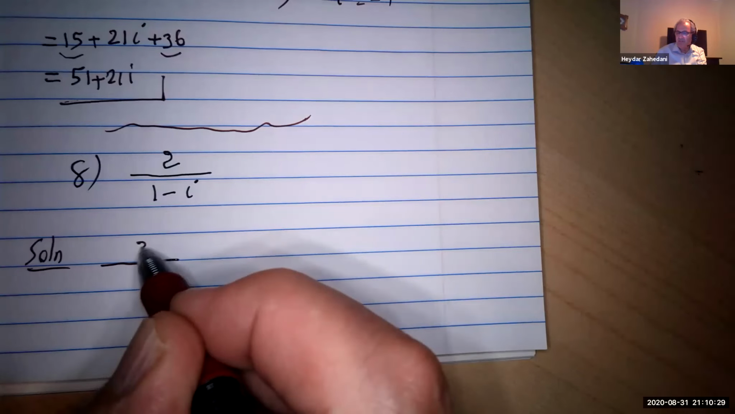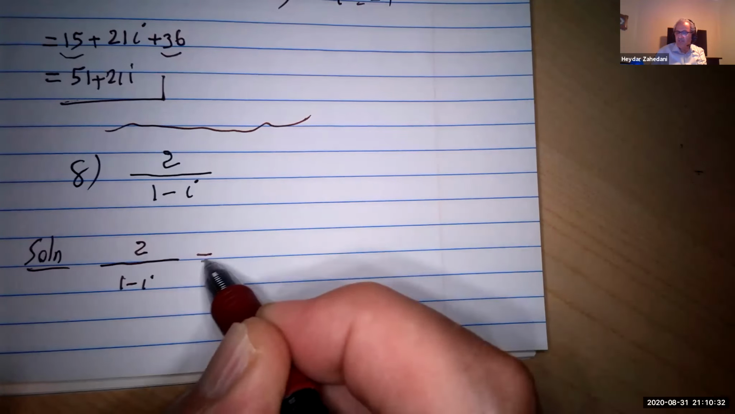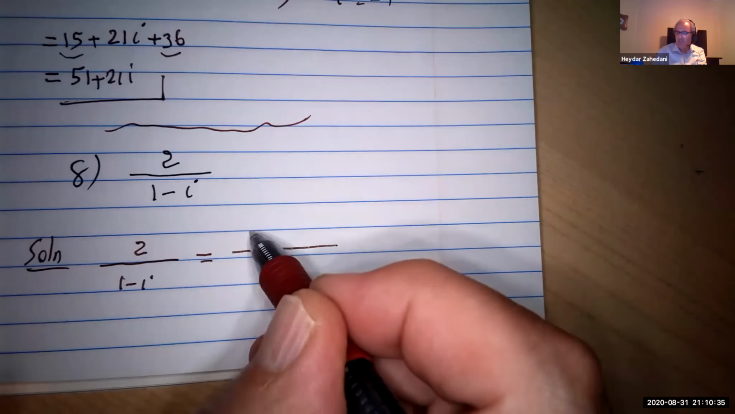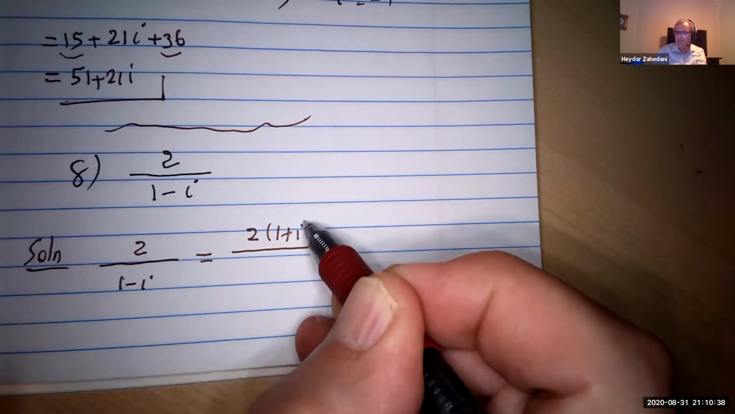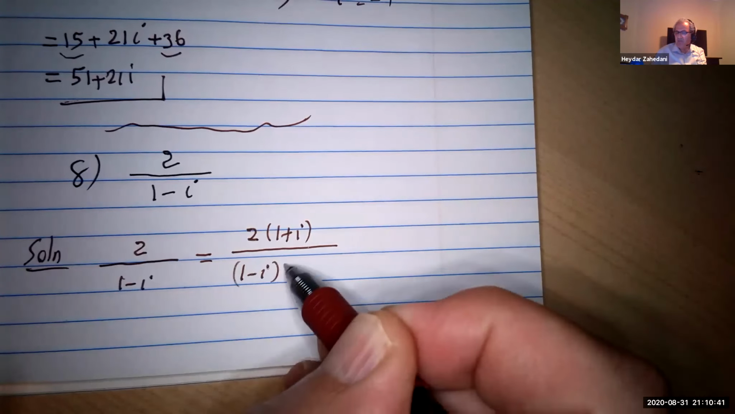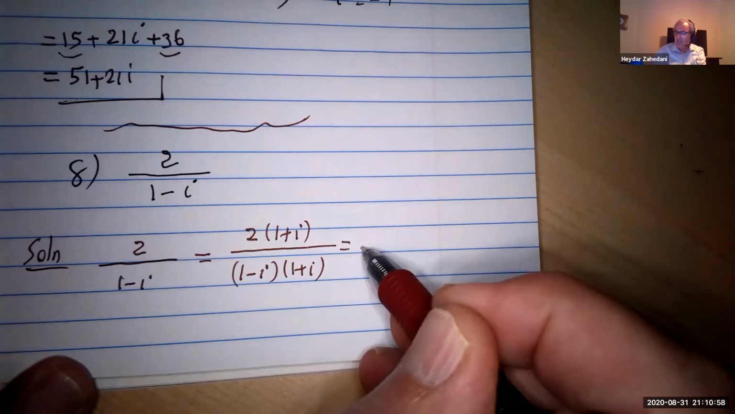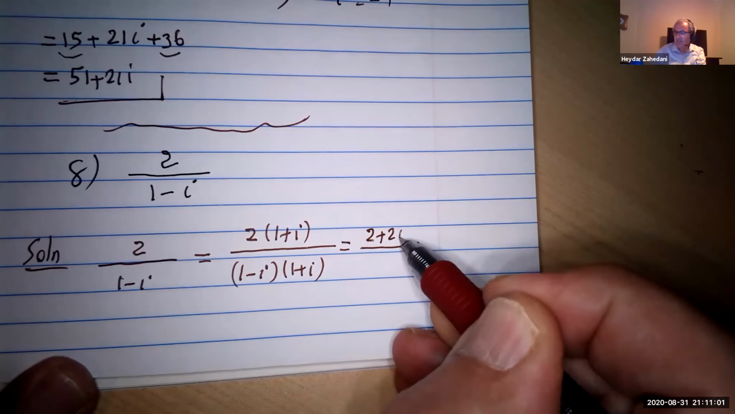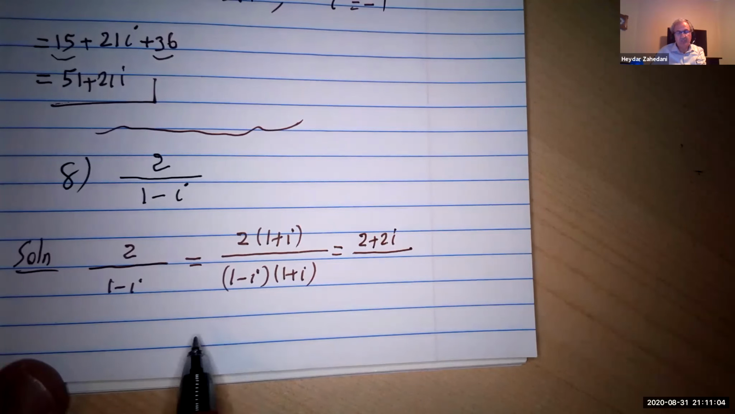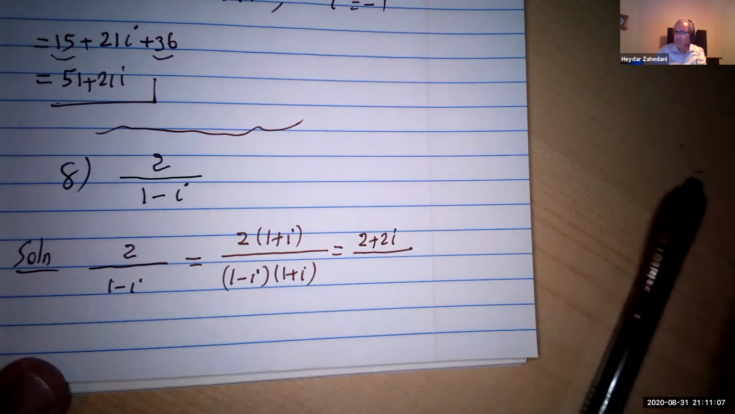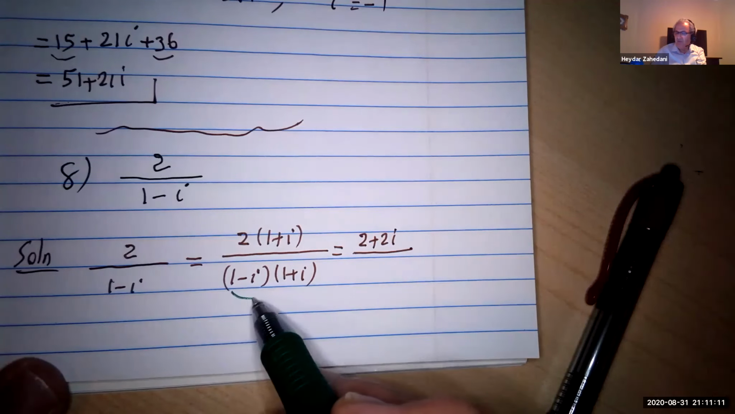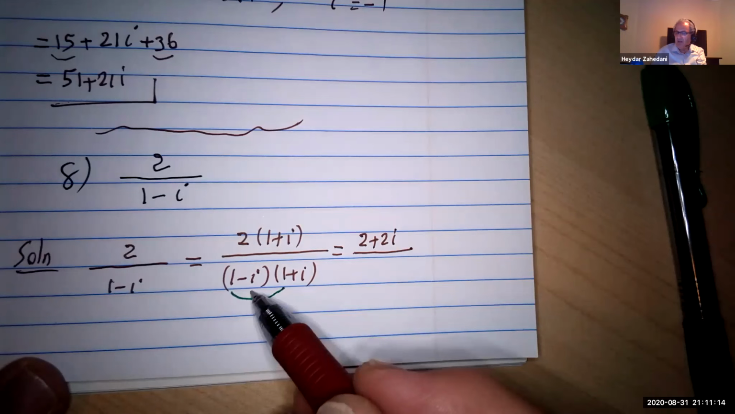Solution. This is the given one. You multiply the top and the bottom by the conjugate. The conjugate would be 2 times 1 plus i over 1 minus i times 1 plus i. Since we do it to the top and the bottom, you're not going to do anything wrong. Now we continue. We multiply the top, you multiply the 2 inside. So that gives you 2 plus 2i. That's the top. The bottom one is just a special product. It's going to be 1 times 1, you see, this is it. 1 times 1 and the i times i.